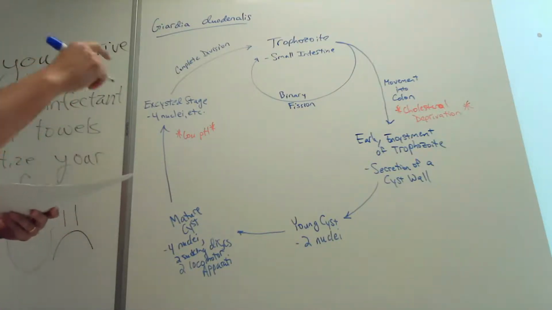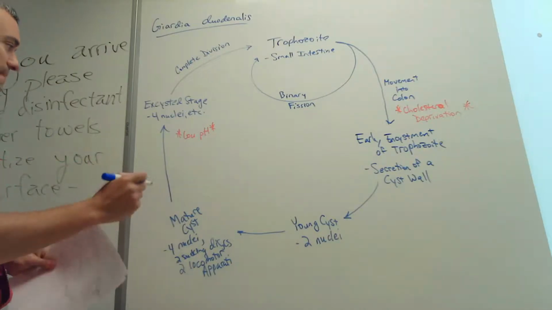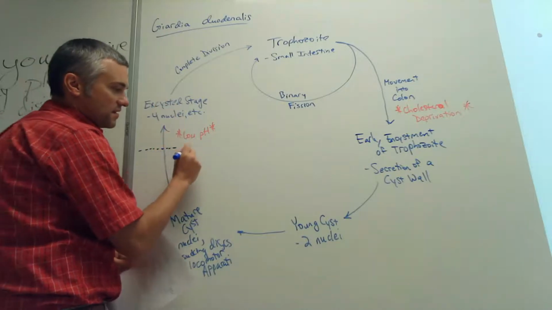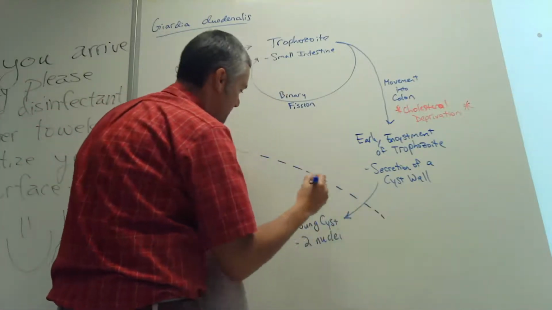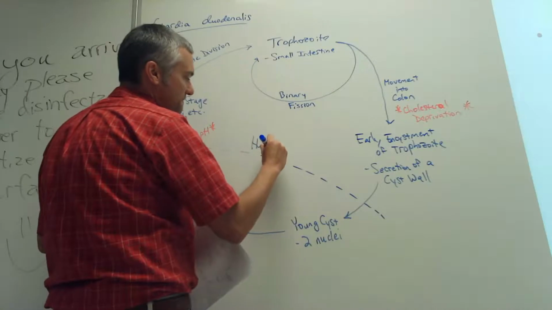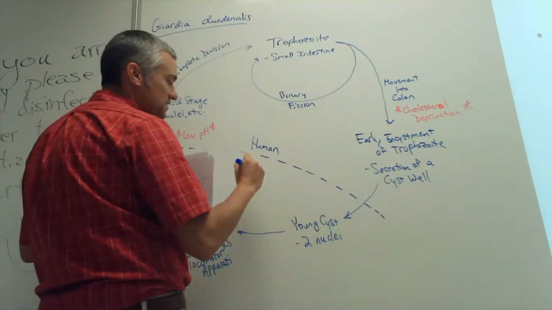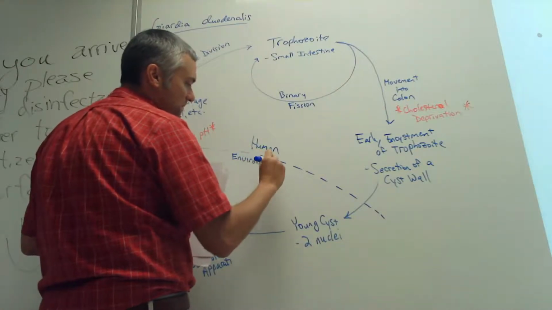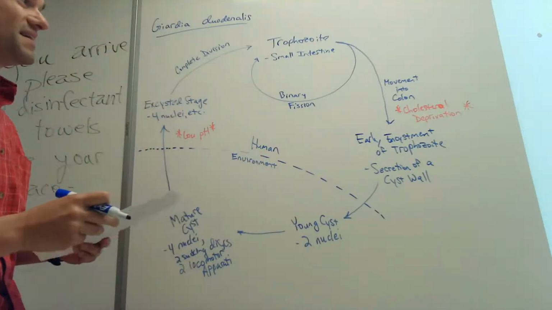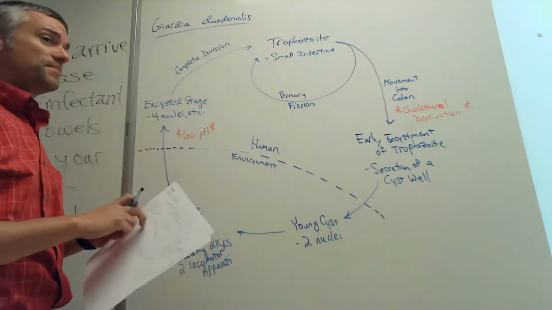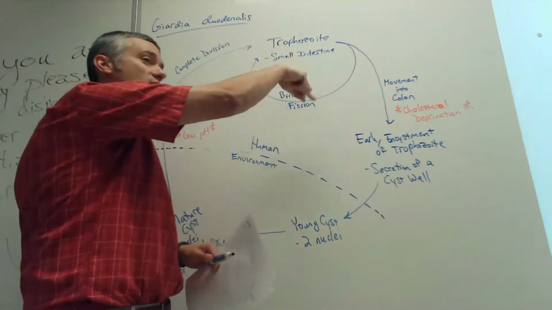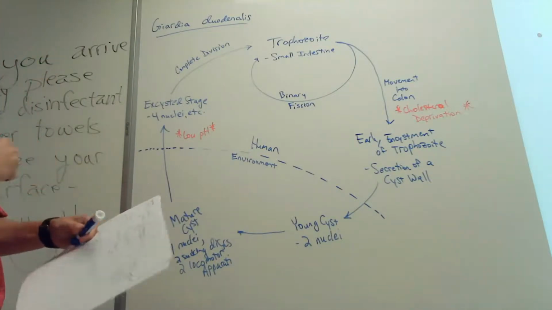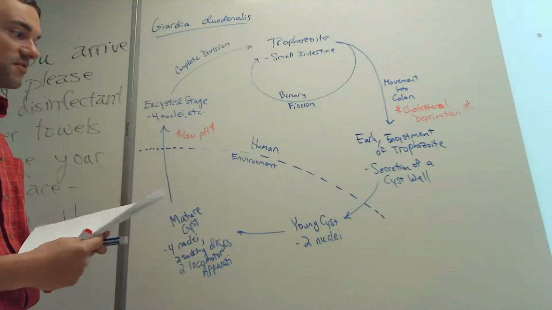Now, our hosts. I say this. Human. All right. And then the rest is the environment. All right. Now I can go even more and include some trophozoites that exit with the host. But I won't. All right. That's something you could probably do.